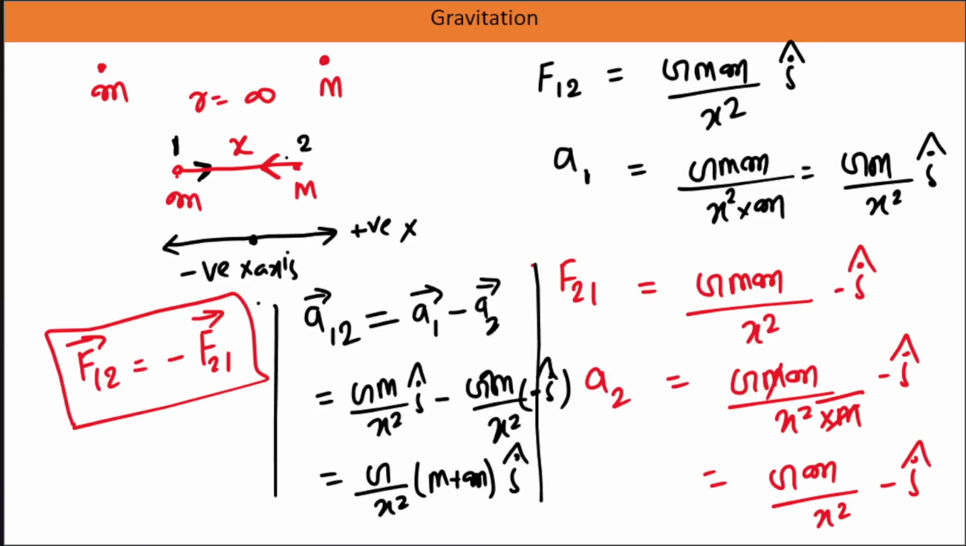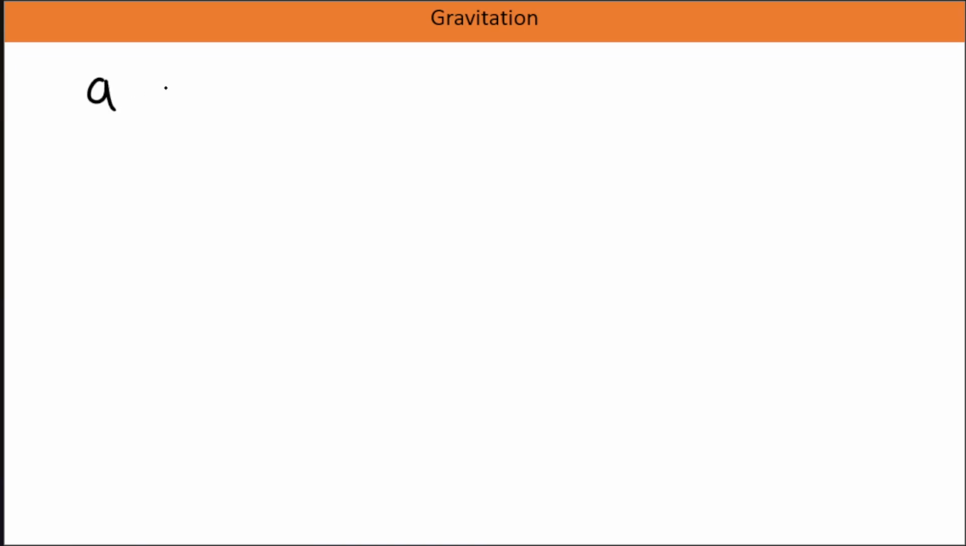Relative acceleration of 2 with respect to 1 अगर आप निकालते हो, magnitude you will be getting the same, only direction will get reversed. ठीक है? So what is going to be our answer for relative acceleration? G(M plus m) by x square. This is going to be the magnitude.